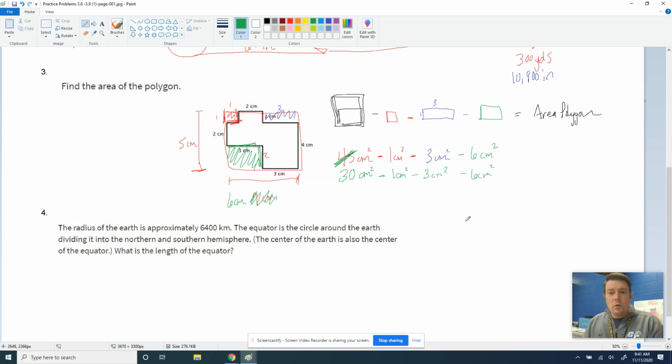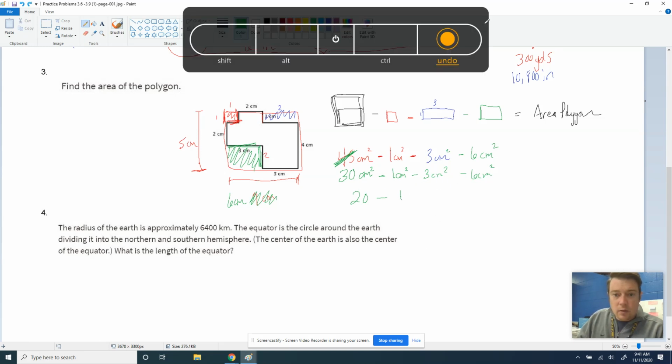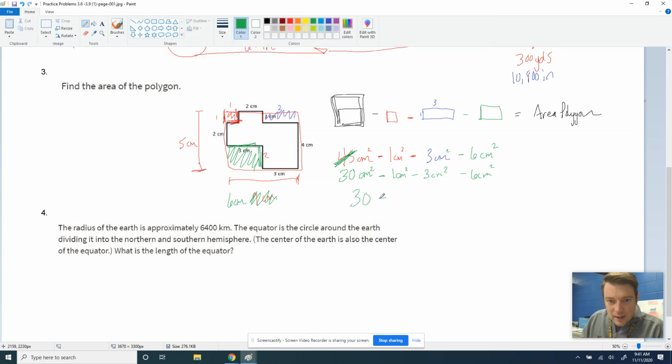So 6, 3, and 1 make 10. So 30 minus 10, when you combine all those together, gives us, sorry, I wrote that wrong down too. Man, I am off my game today. 30 minus the 10 from all of these collectively, right, gives us an answer of 20 centimeters squared. That one probably could have been easier doing it as that rectangle and that rectangle. But I digress. Let's move on to the last problem.